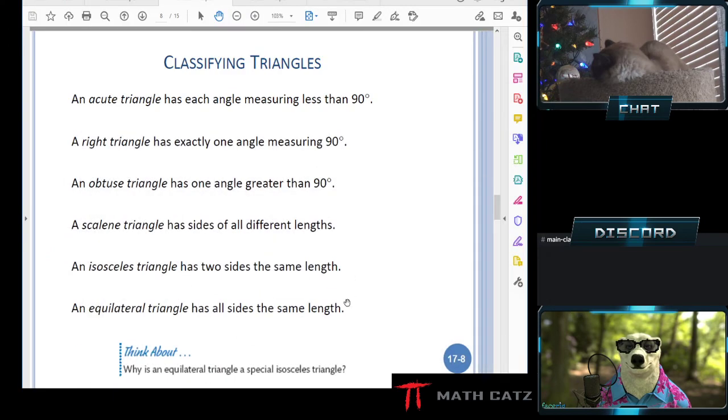Don't read more than there is. An isosceles triangle doesn't require that only two sides be the same length and the other one not. It just says two or more sides should be the same length. Maybe just two, but maybe all three. So an equilateral triangle is a special kind of isosceles triangle.